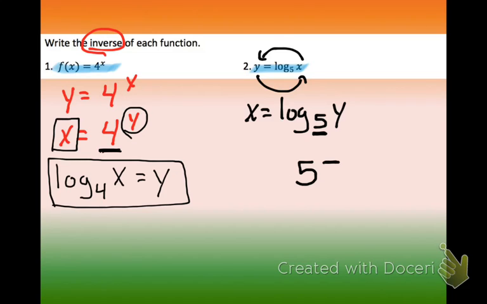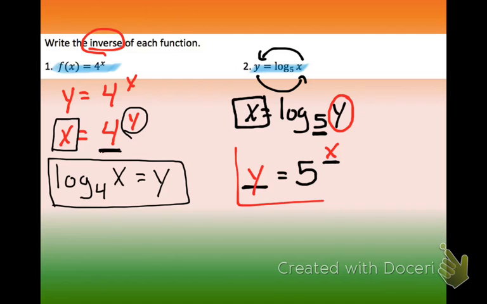Now we need to figure out what our exponent is going to be and what's going to be on the other side. The exponent is what ends up on the other side of the equal sign right here. So our exponent is going to be x, and y right here ends up being what it's equal to. So y equals 5 to the x is the inverse.